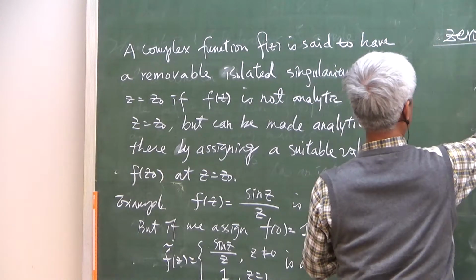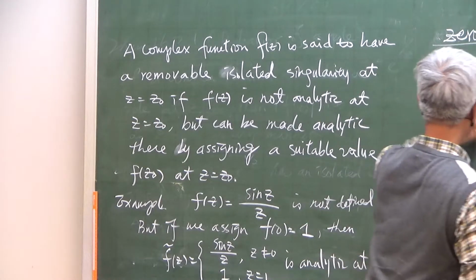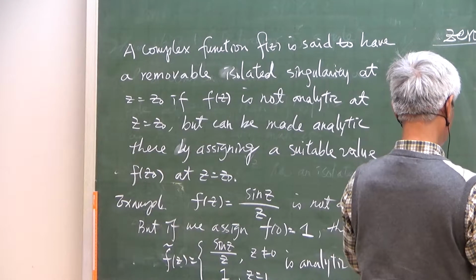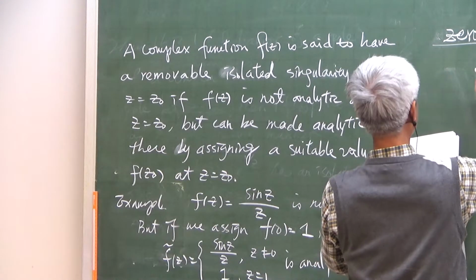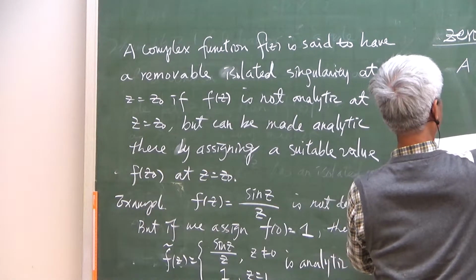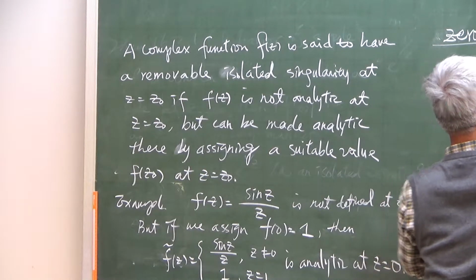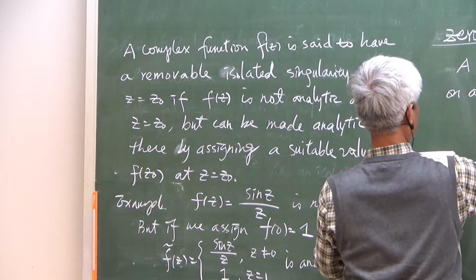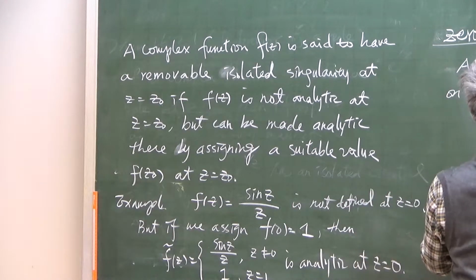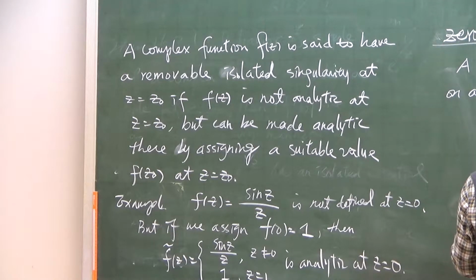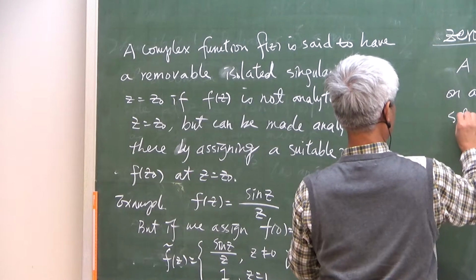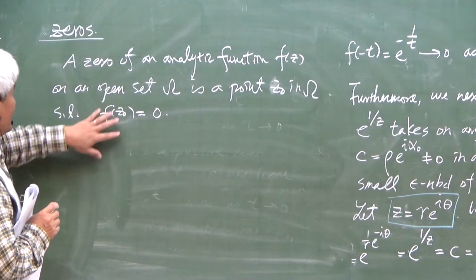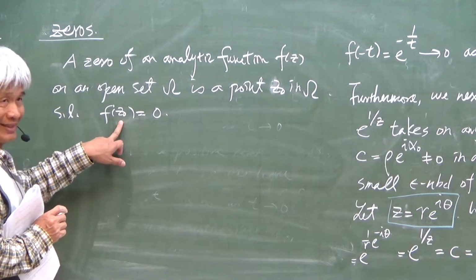Zeros. We talk a lot about singularities. Now we will mention some properties of zeros for a function. A zero of an analytic function on an open set omega is a point z0 in the open set such that f of z0 is 0. So if a function at some point has value 0, then this point is called a zero.